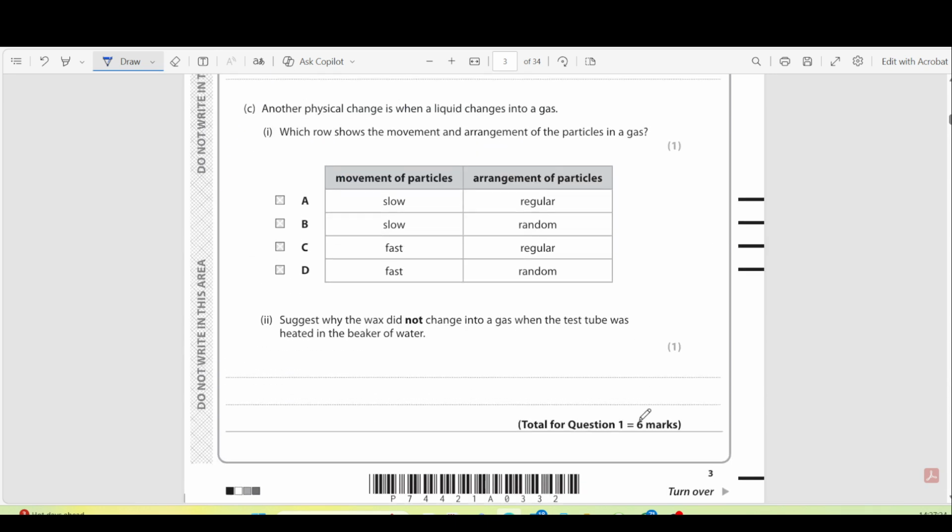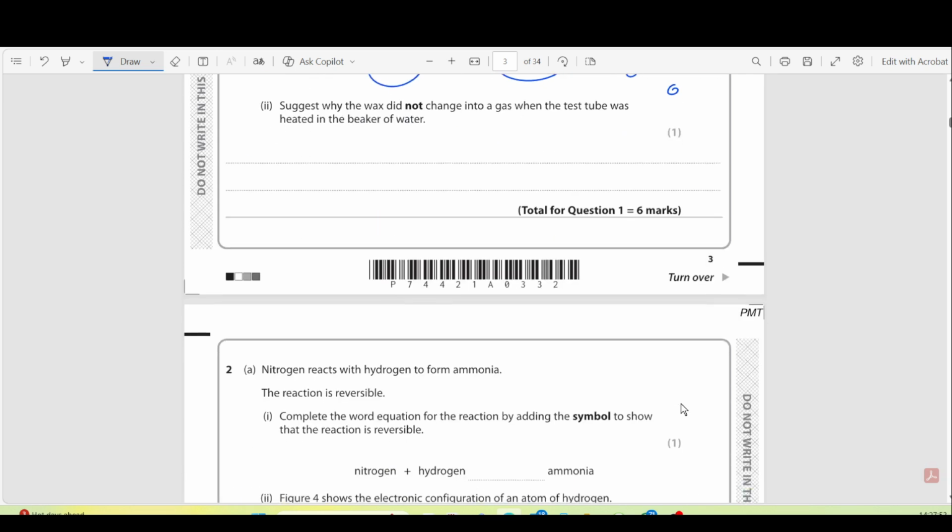Okay, next is another physical change, when a liquid changes into gas, right? Which row is showing the movement and arrangement of particles in gas? Particles in gas have high kinetic energy and they move fast in all directions, right? So slow cannot be the correct option. And particles are far apart with no fixed pattern, like this, randomly. So it is fast and random, this one. So option D is correct.